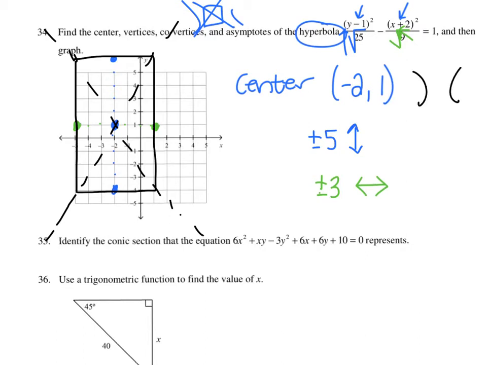Remember, horizontal hyperbolas open like that. Vertical hyperbolas open like that. We know which way it opens by whichever letter comes first. Because y is first, this is going to be vertical. So we go to that top vertex and draw the hyperbola right there. Go to the bottom vertex, draw the hyperbola right there, and make sure you don't cross over those asymptotes.